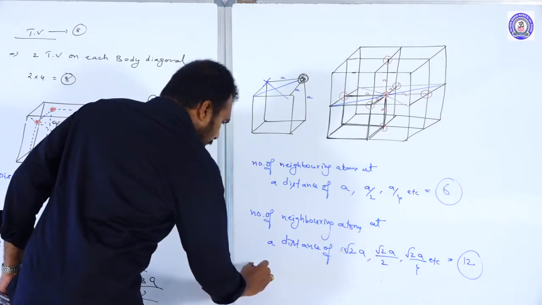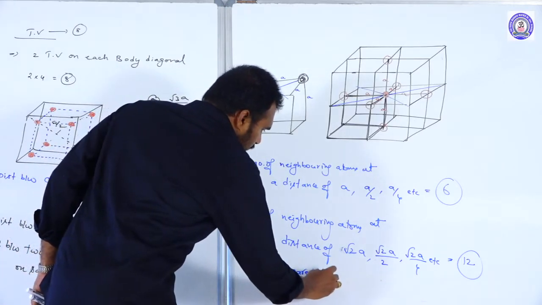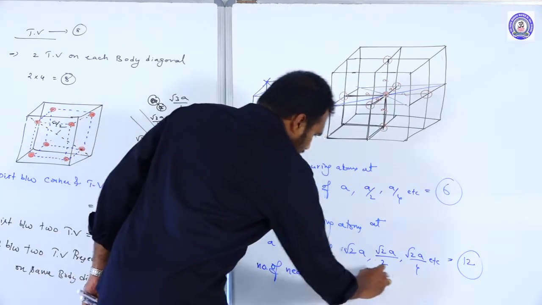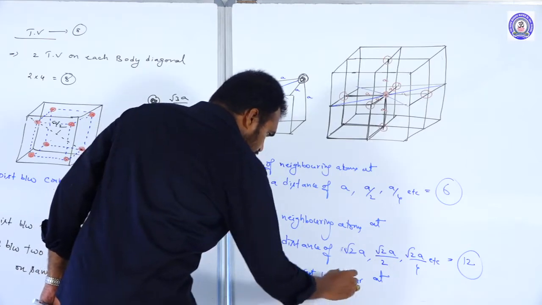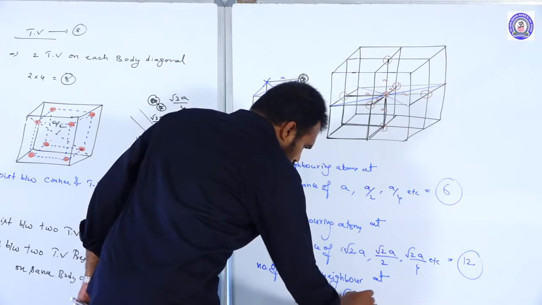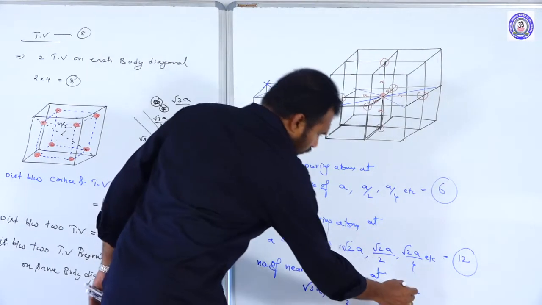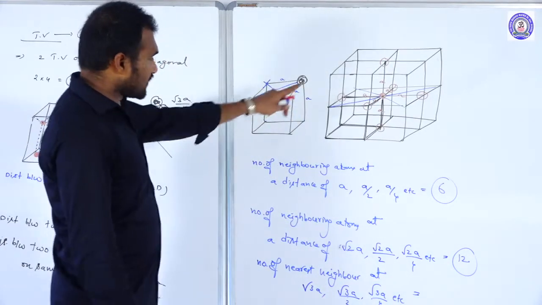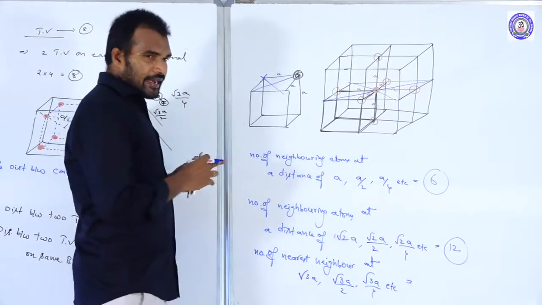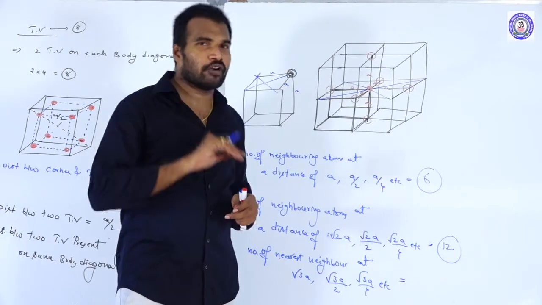Next one. Number of nearest neighbors at a distance of root 3A, root 3A by 2, root 3A by 4, etc. is equal. Yes, tell me. At a distance root 3A is nothing but what? Body diagonal. Yes, tell me body diagonal. I told you for a cube, how many body diagonals are possible? 4 body diagonals are possible.